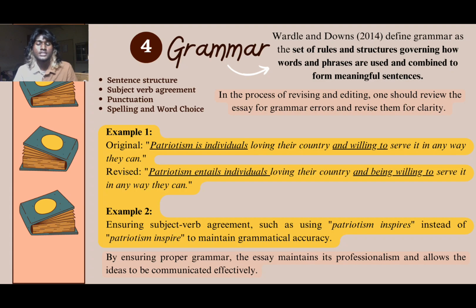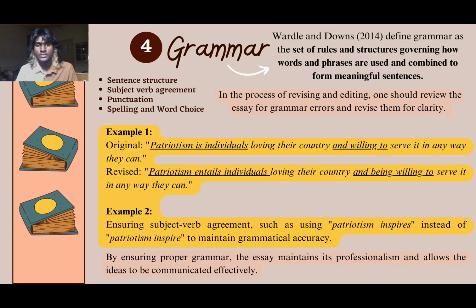So the last one is grammar. Grammar can be defined as the set of rules and structure governing how words and phrases are used and combined to form meaningful sentences. When we're talking about grammar, there are four things that need to be considered: sentence structure, subject-verb agreement, punctuation, and spelling and word choice. In the process of revising and editing, one should review the essay for grammar errors and revise them for clarity.